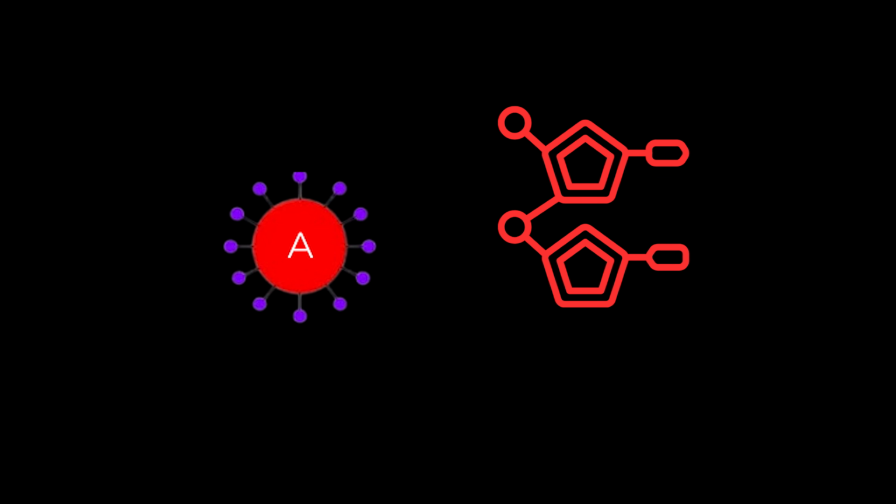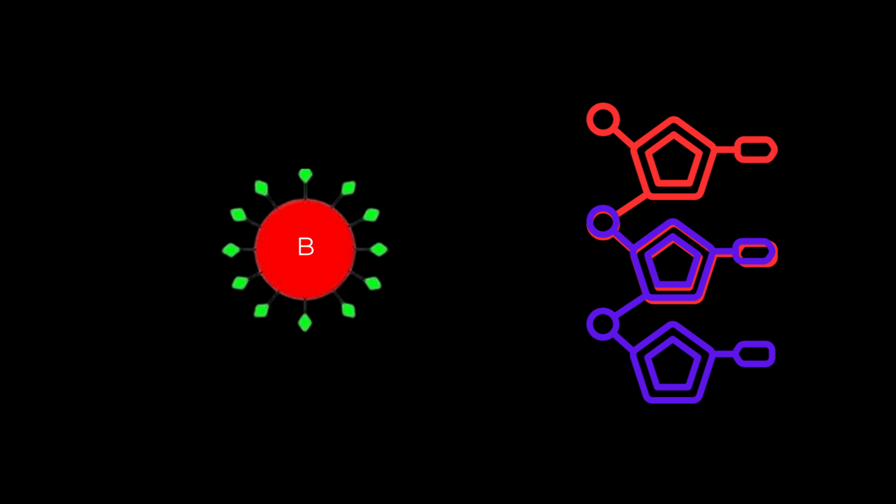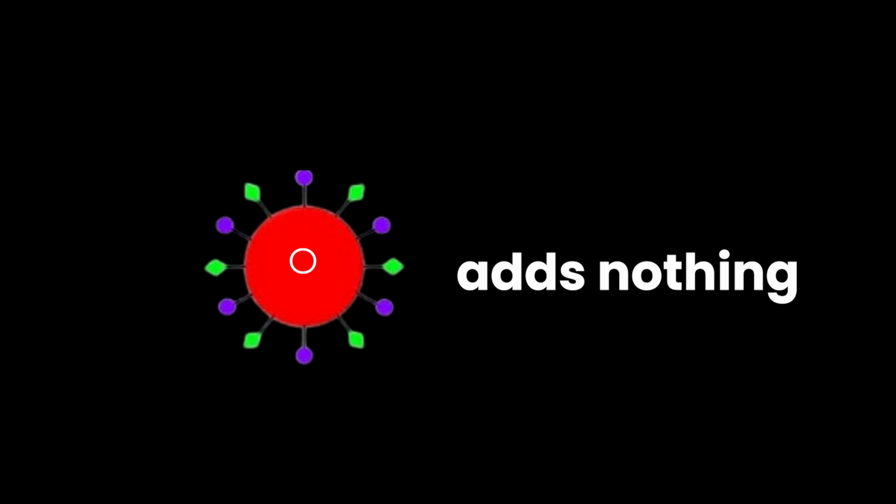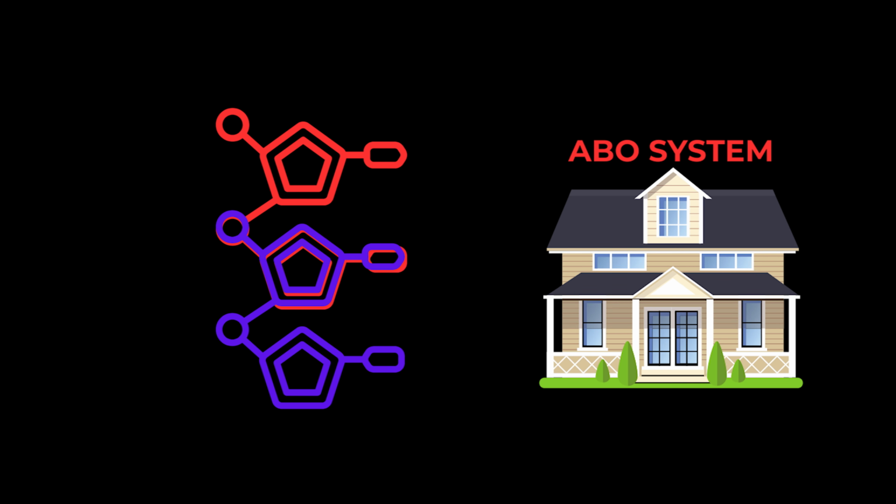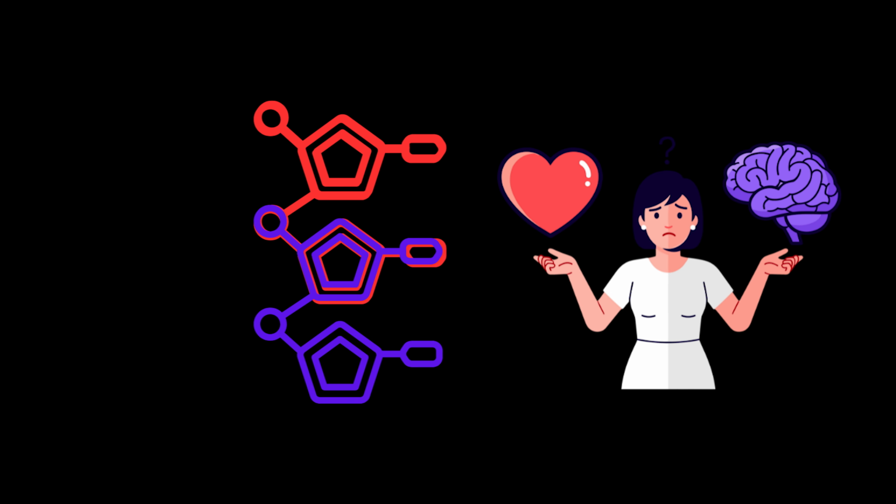Here's something fascinating. The difference between A, B, and O antigens is tiny. They're all built from the same base sugar chain. Type A adds one extra sugar. Type B adds a slightly different sugar. Type O adds nothing. That one small molecular decoration is the entire foundation of the ABO system. It's amazing how tiny changes can have massive biological consequences.